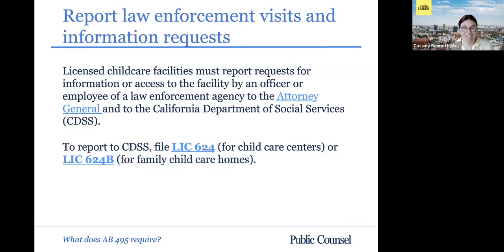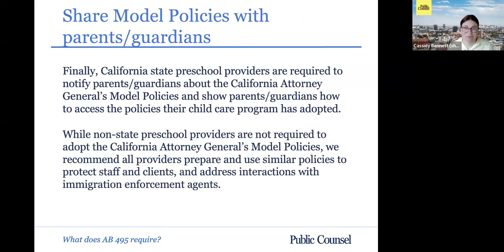And again, we know this is a lot of information and things to track, so don't forget that we'll be providing it after, so that you know which forms to follow up with. And that's so that they can track how much interference law enforcement is trying to have on childcare centers. And with the next slide, I will pass it back to Ritu.